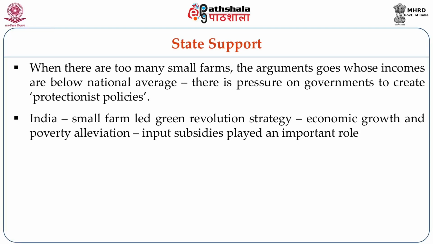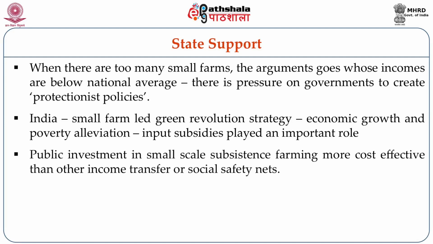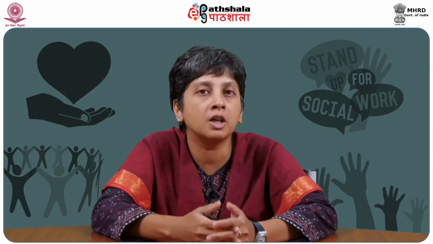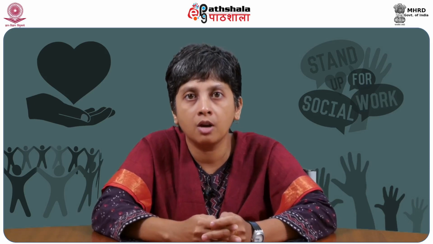Here, input subsidies provided by the government played a very important role. Public investment in small-scale subsistence farming is more cost-effective than many other income transfer or social safety nets. And here we find another connection with social policy. If a government can help support farmers through other means, then the same population would not become a class of disinherited poor persons whom the government would then have to support through creating social safety nets, social risk management programs, and so on.